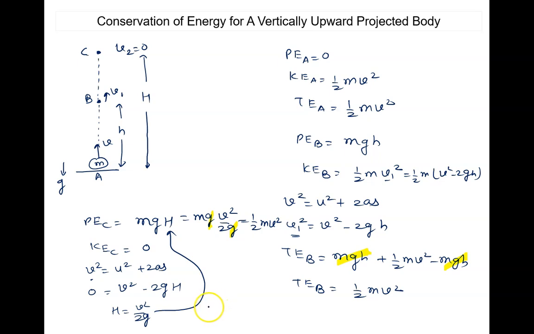So total energy at C, that is potential energy, half mv square, at point C, plus kinetic energy 0, is half mv square. Total energy at point A is half mv square, total energy at point B is half mv square, total energy at C is half mv square. So total energy is always constant. We are changing the kinetic energy into the potential energy.